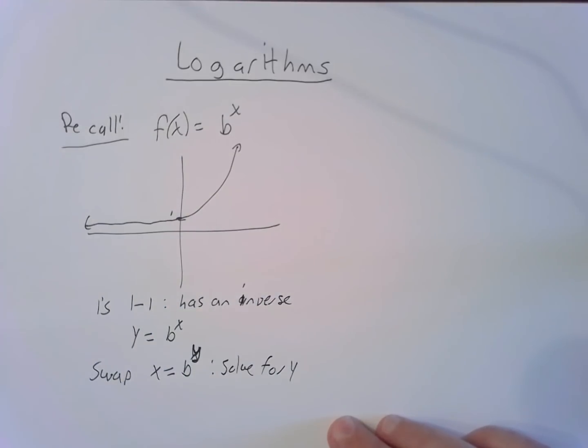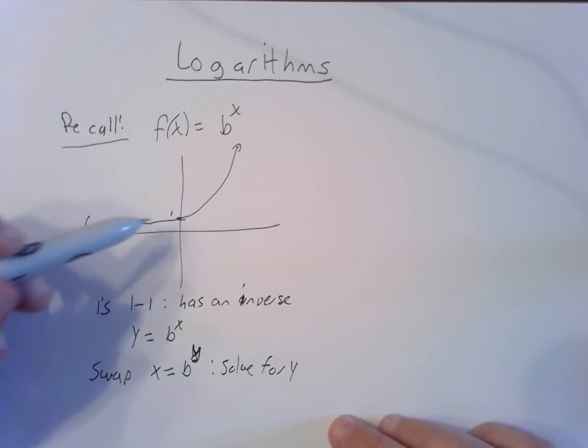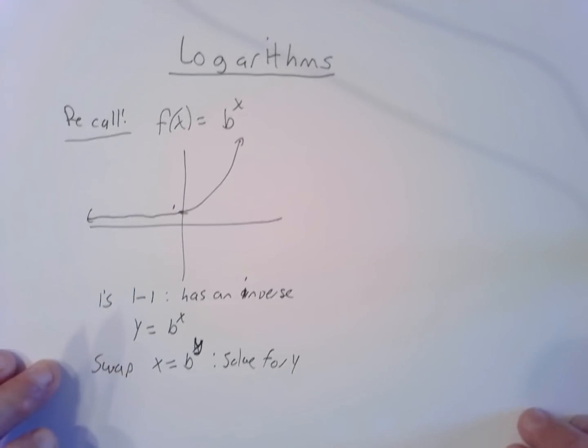Okay, so you go ahead and pause the video. You go ahead and solve that for y. I'm giving you a chance here. Okay, you couldn't do it. No matter what you tried here, you can't get this y by itself. But we know this inverse exists because this is a one-to-one function. We know it has to have an inverse.